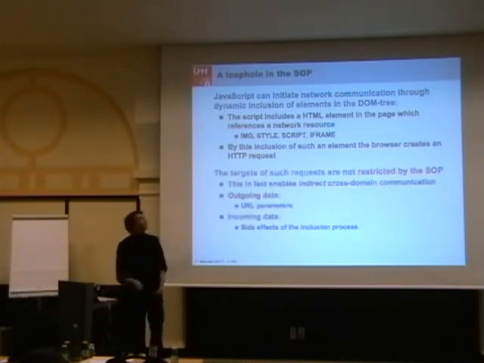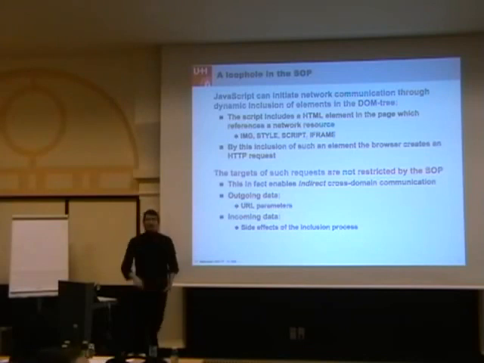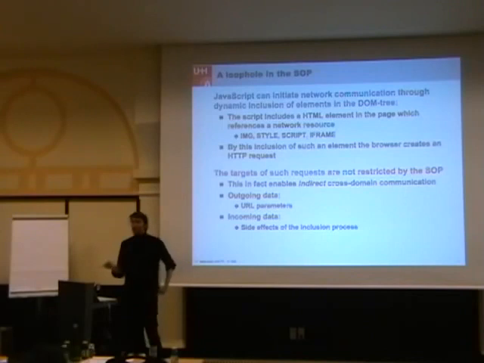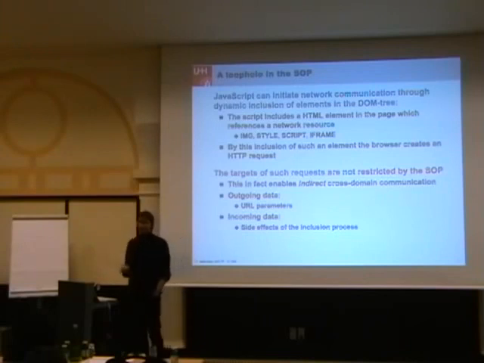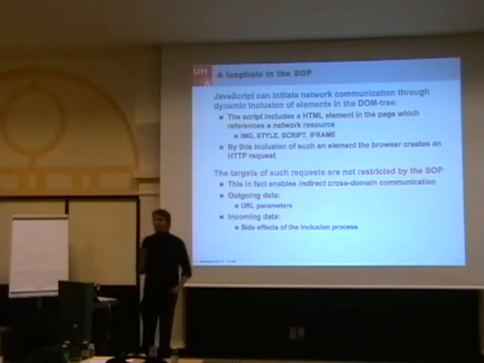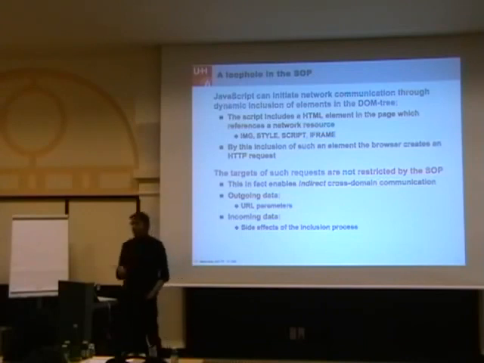The main problem is that the targets of those requests that are created this way by dynamically including image tags, script tags, iframes are not restricted by the same origin policy, because image tags are not restricted by the same origin policy, because image tags were there before we had the same origin policy in the first place. So this way, JavaScript is able to do indirect communication to cross-domain hosts.